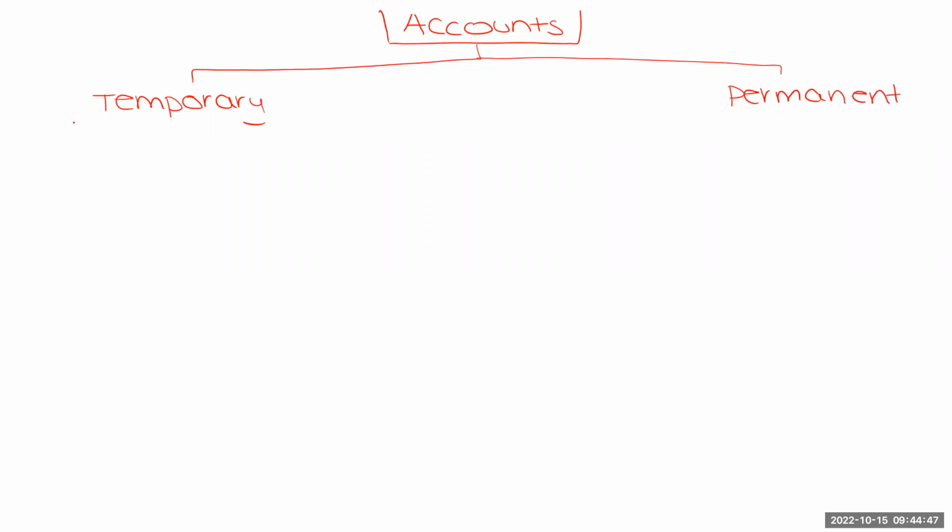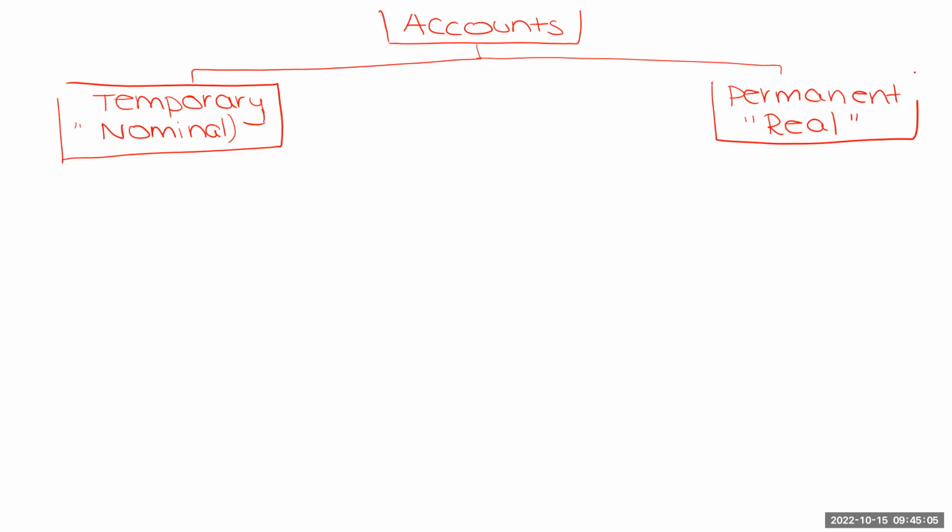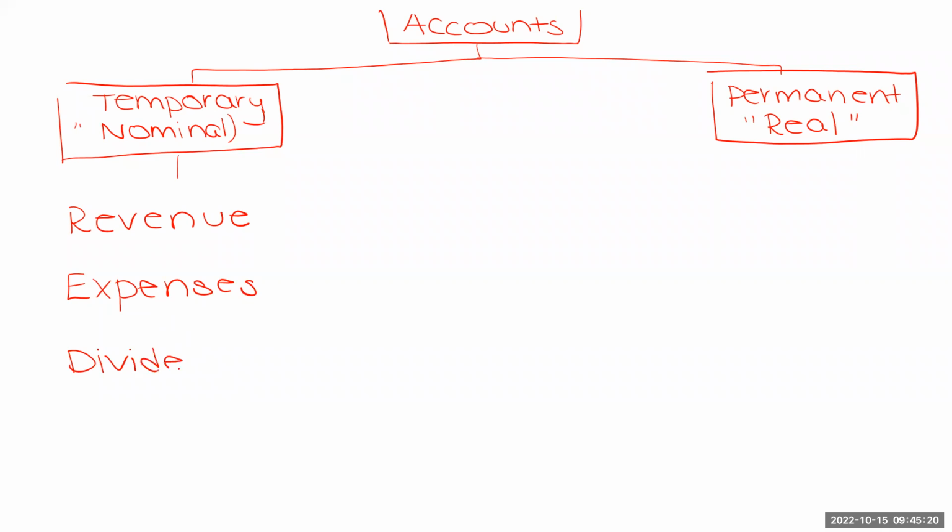Okay, temporary accounts are also sometimes called nominal accounts. And permanent accounts are also sometimes called real accounts. Okay. So the temporary accounts include revenue, expenses, dividends, and income summary. Income summary, that is a new account.